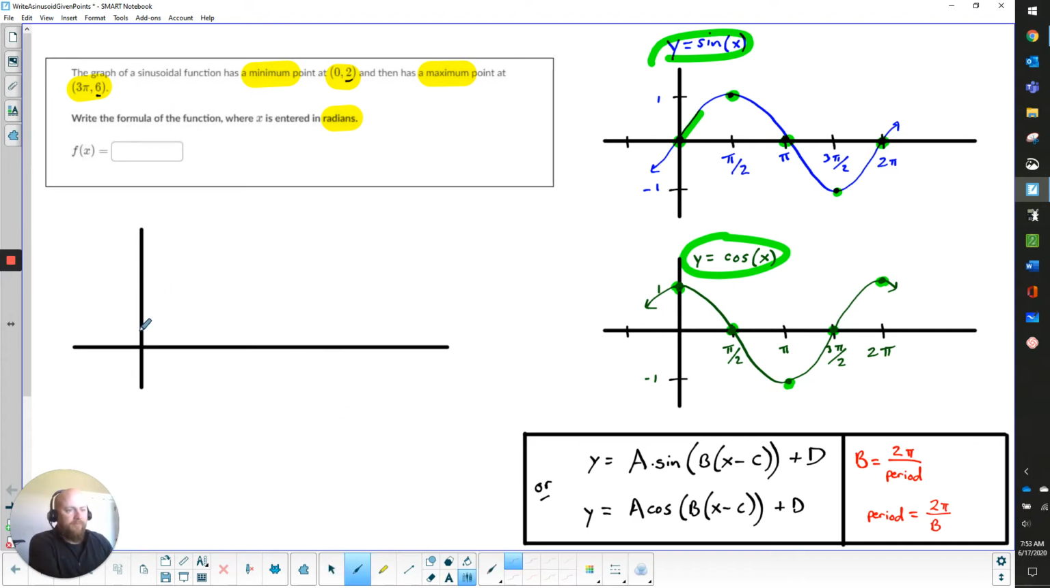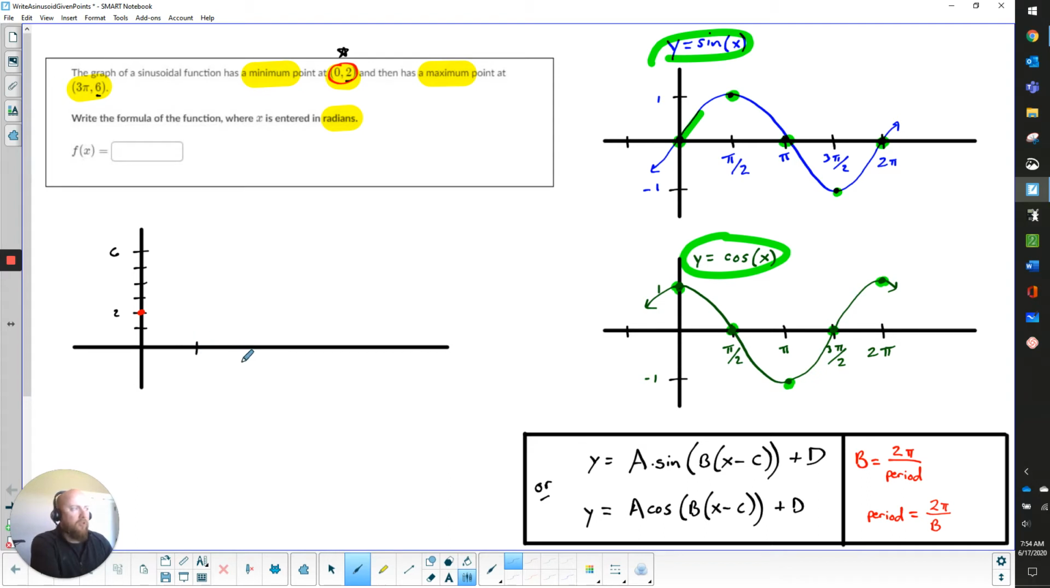So 1, 2, 3, 4, 5, 6. Okay, so this first point here, in fact, maybe I'll use red for this one and just put a dot there. But then down the way, make some tick marks here.